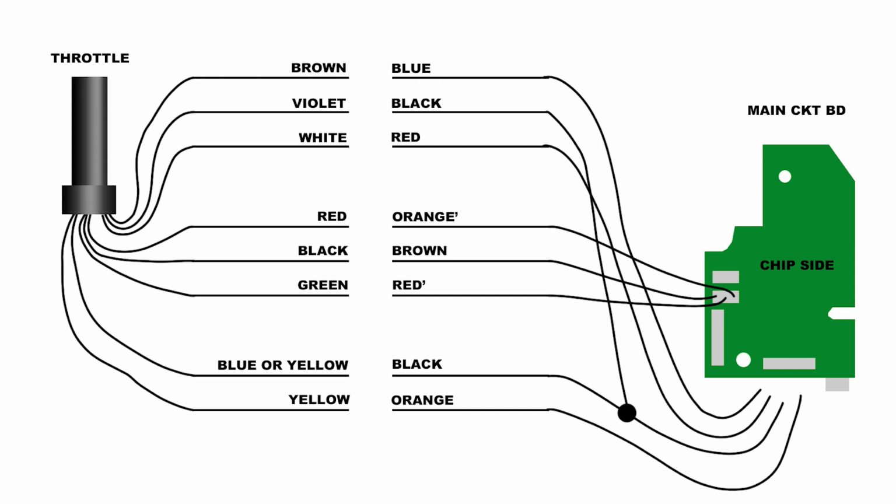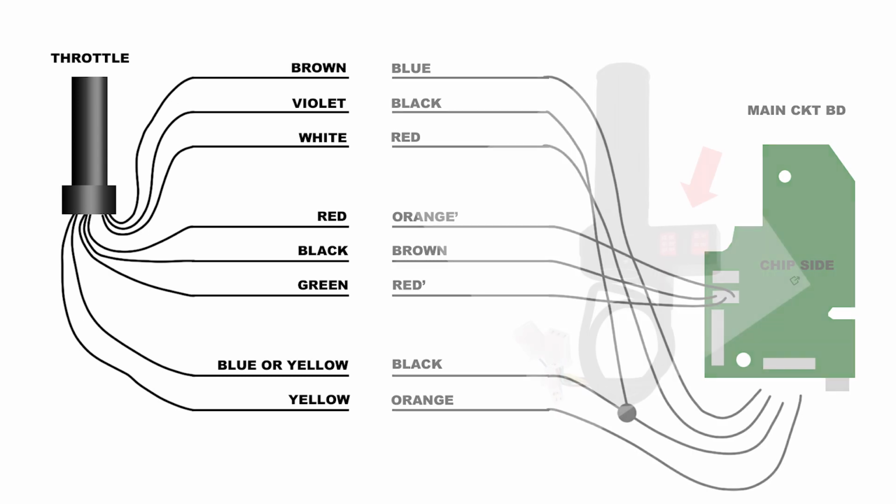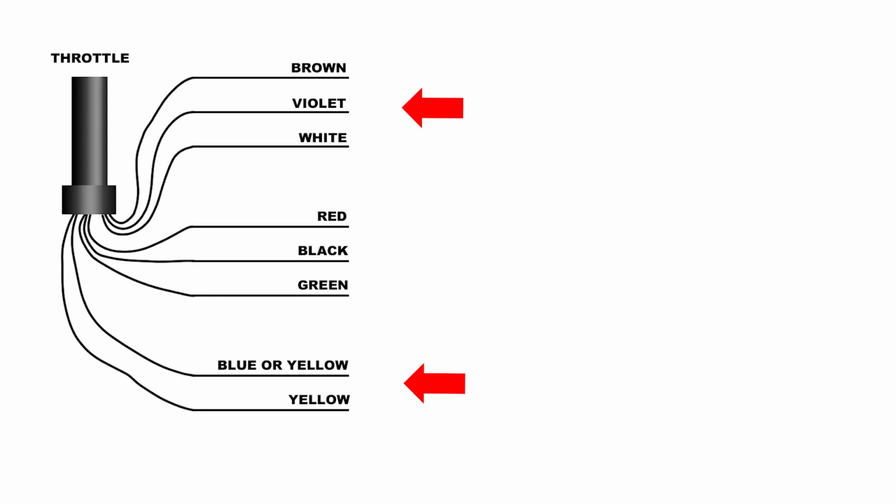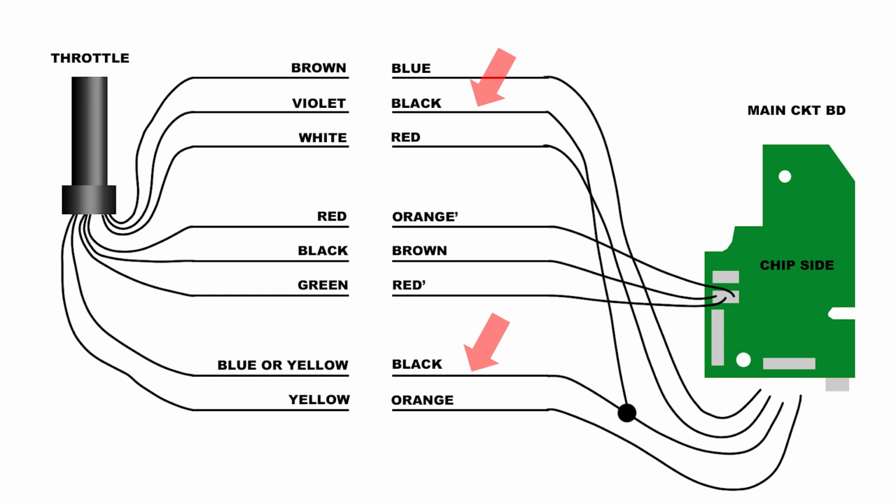One final note about the switches. The switches operate by grounding the wires to the ground on the main circuit board. The throttle has two switches with independent wires to be grounded out, so they need to be provided with separate ground wires so that they function correctly. That's the reason for the splice in the ground wire. In practice, that just means that the throttle's violet and blue or yellow wires get connected together with a single black wire from the main circuit board.